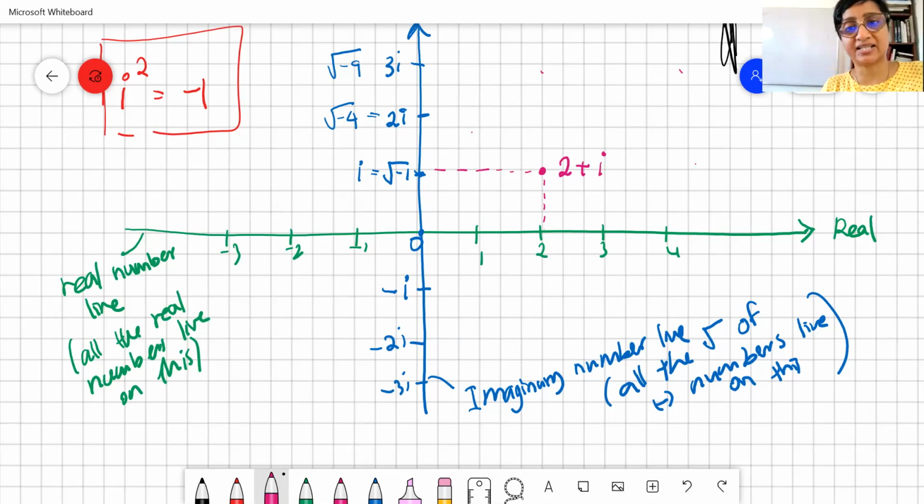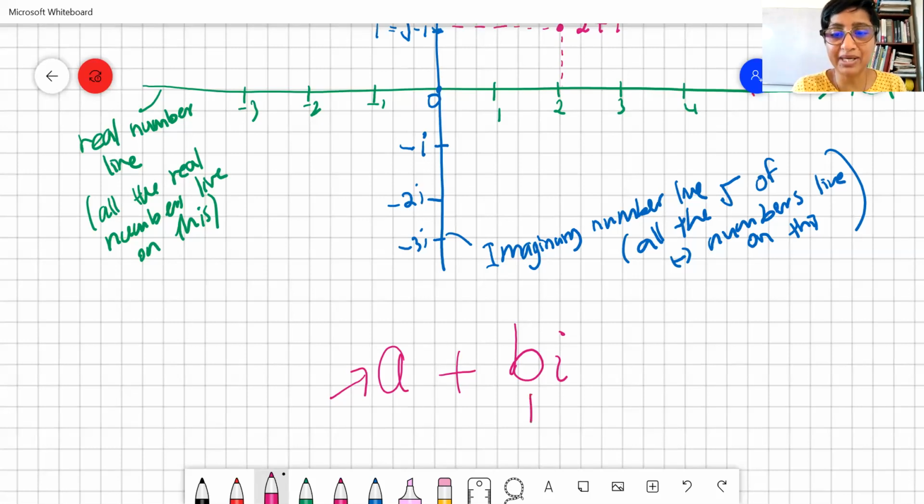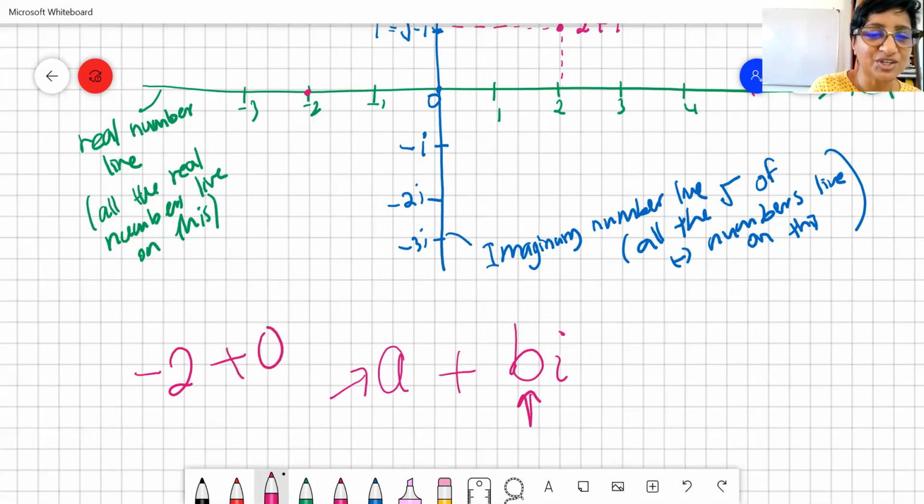So we generalize this and say, any point on this whole plane, be it even a point on the line, could be written in the form a plus bi, where a is the vanilla component, b is the chocolate component. a is the real component of that number, and b, that amount of i, is the imaginary component. So even a number like minus 2, if you take this number, it's pure real, but it's a complex number. It's minus 2 plus 0i.